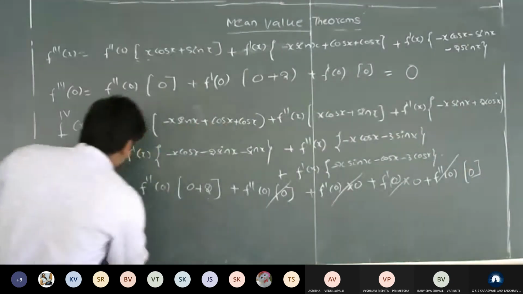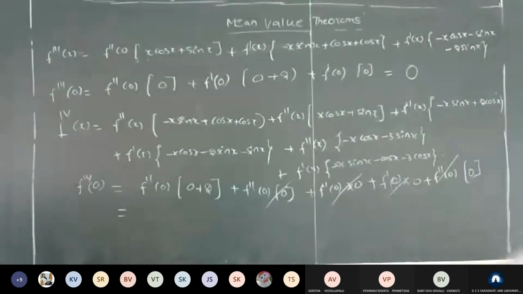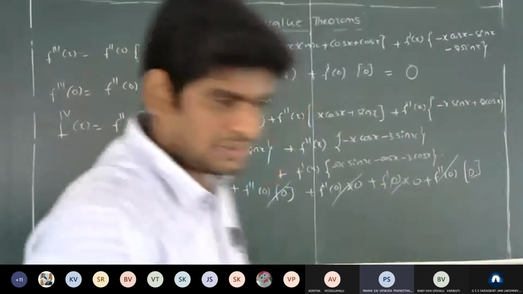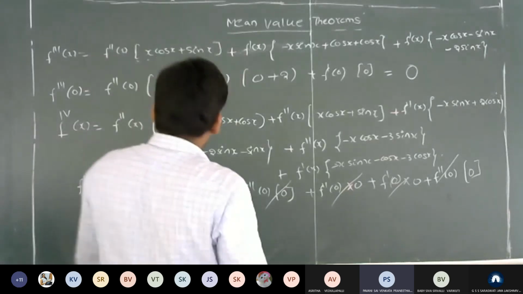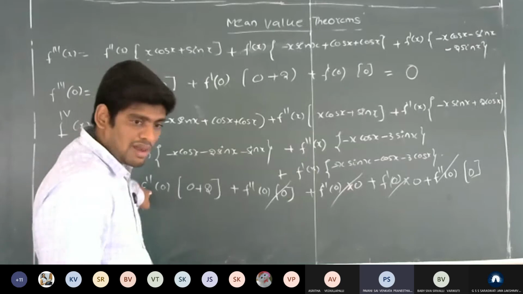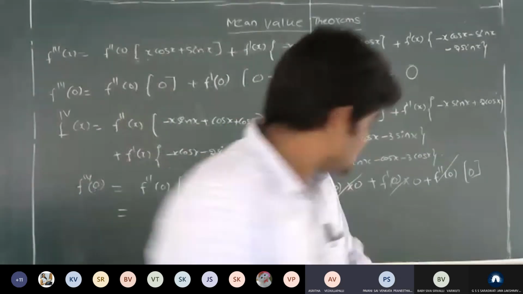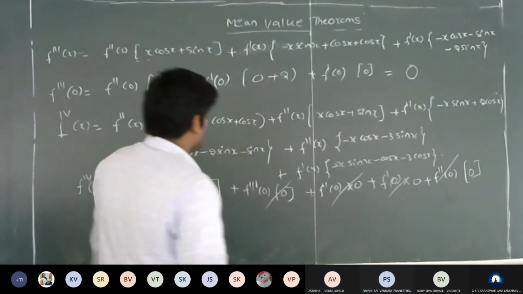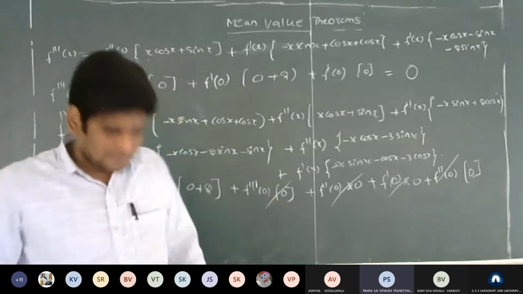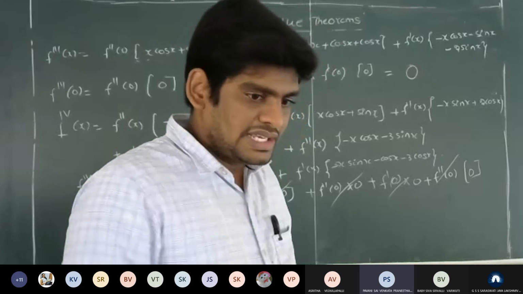What is f double dash of 0 value? Sir, there it is f triple dash x, right? f fourth dash x equal to f triple dash of x. Where? Here, in this step. I am writing it here. So this is f triple dash. So even though it is 0, yes? Okay? Is it clear?